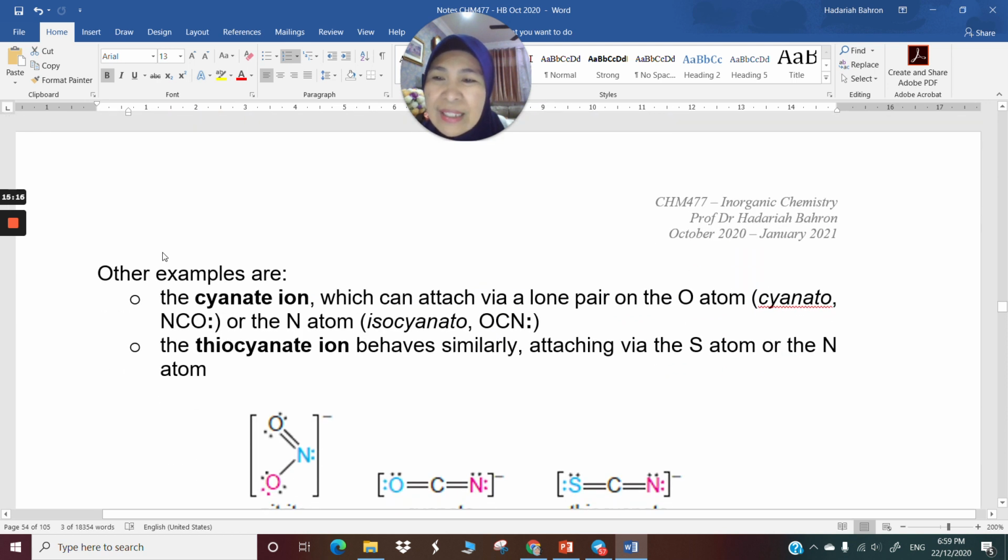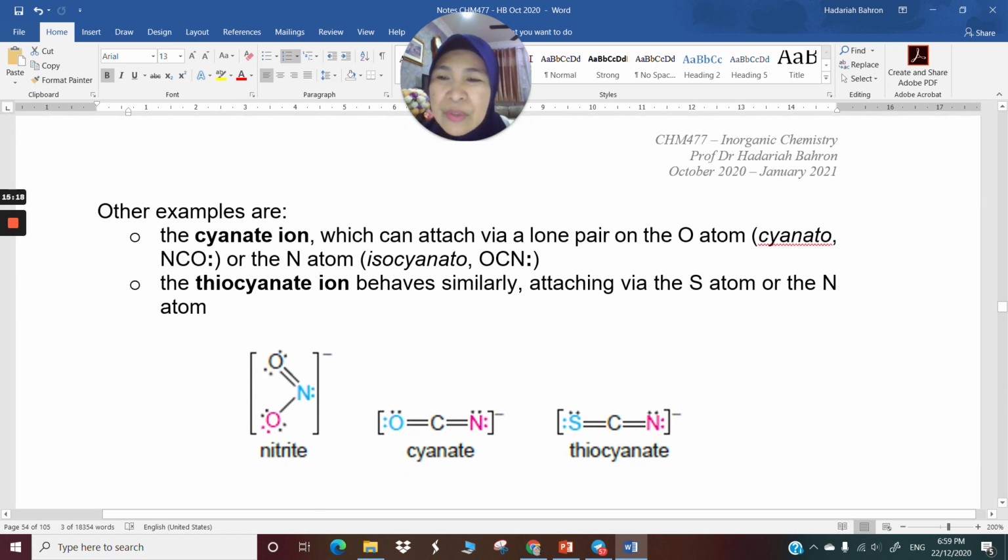Another example is the cyanate ion, which can either attach through the oxygen, where the ligand is called cyanato, with the lone pair of electrons on the oxygen getting attached, or it can also attach through the nitrogen atom, which people then call isocyanato.